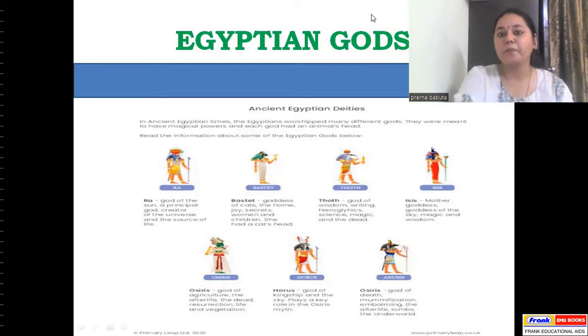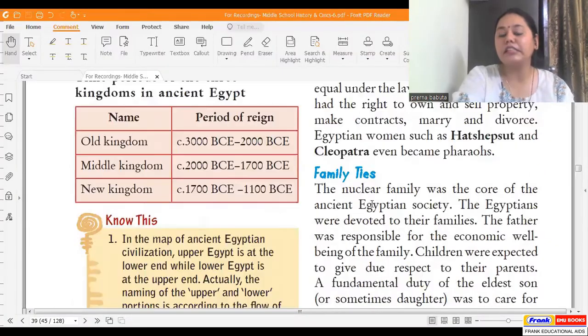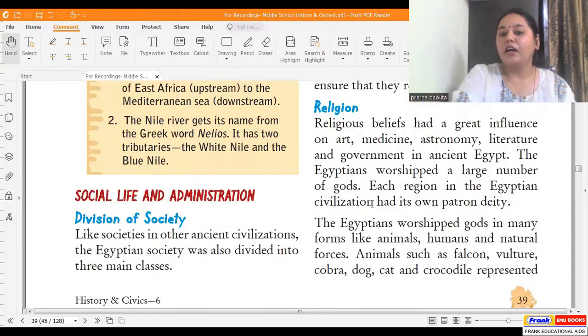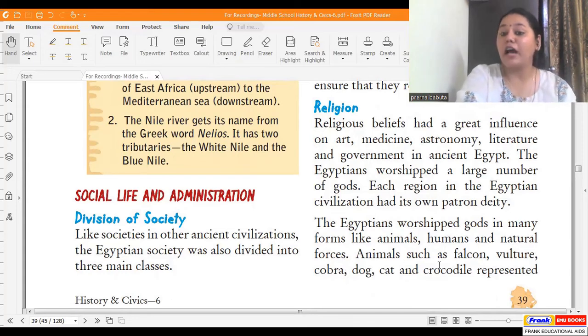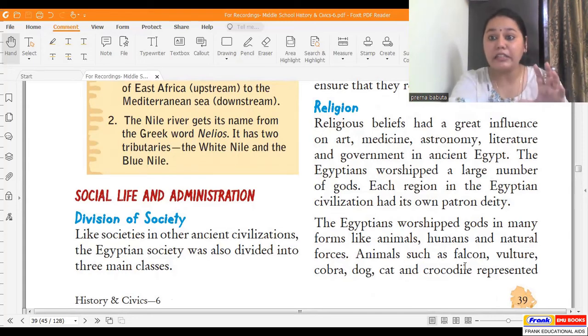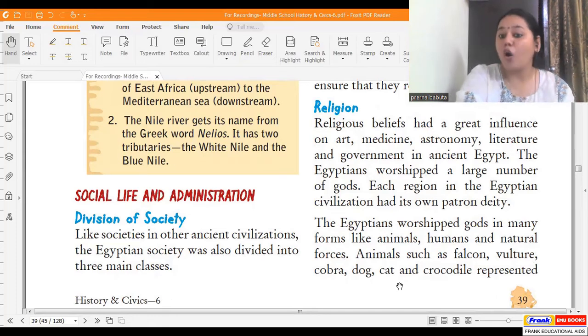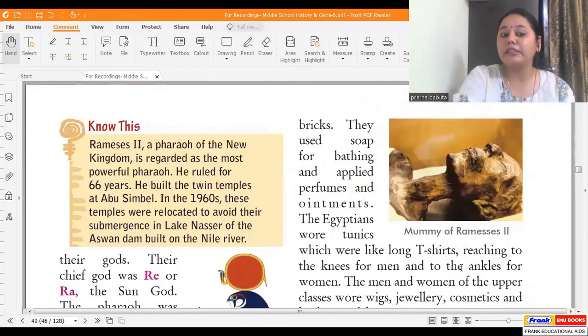So if you have a look at your book, here you will see certain names. All right. Religious beliefs had a great influence on art, medicine, astronomy, literature, and of course the kind of government. They worshipped gods in many forms, like animals, humans, natural forces. You've seen those images that I've just shown you. Animals such as falcon. You know what is a falcon? It's a bird, or a vulture, or cobra. So snake, dog, cat, and crocodile represented their gods.